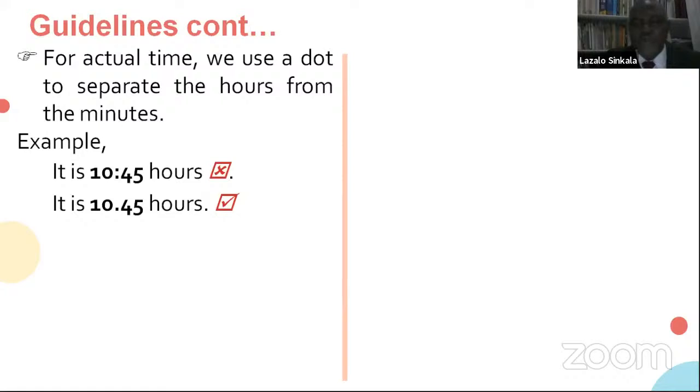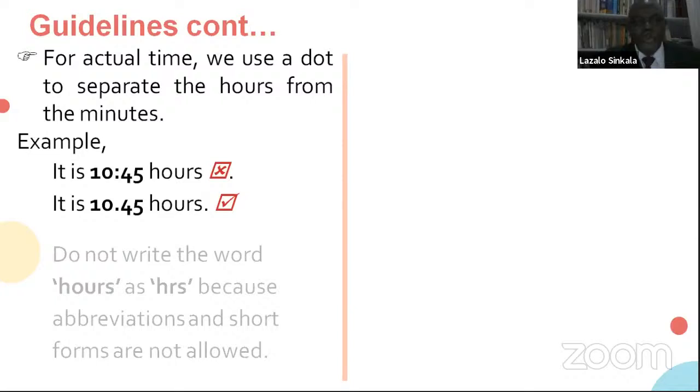Now, in terms of language, I need to elaborate on this one. In terms of language, mind you, mathematics is also a language. Mathematicians will attest to it. If you wrote 10 colon 45, okay, in terms of language, that would read 10 to 45. So that already makes it wrong.